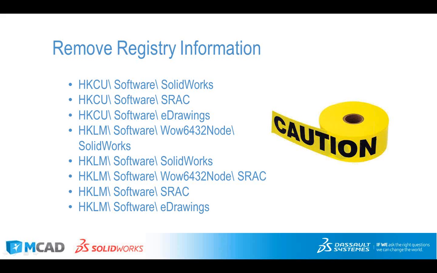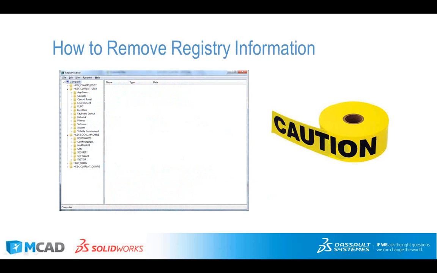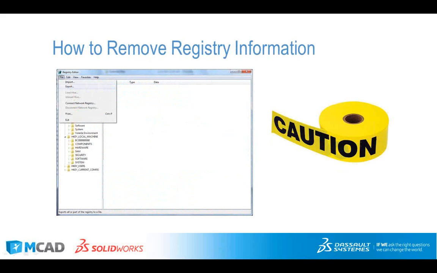HKCU, so that's H key current user. The other one is H key local machine. It's a folder structure, but as far as how you get in there, you just click your start button, and then in that search where the cursor will be blinking, you just type in regedit, R-E-G-E-D-I-T, and that would bring up the registry editor.